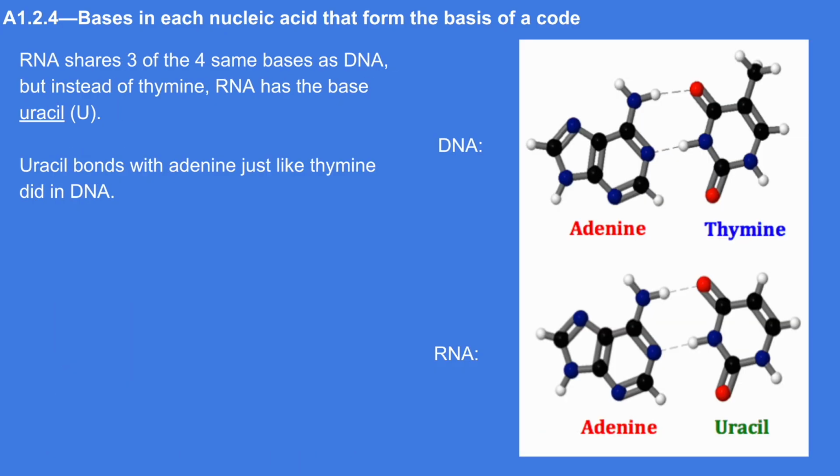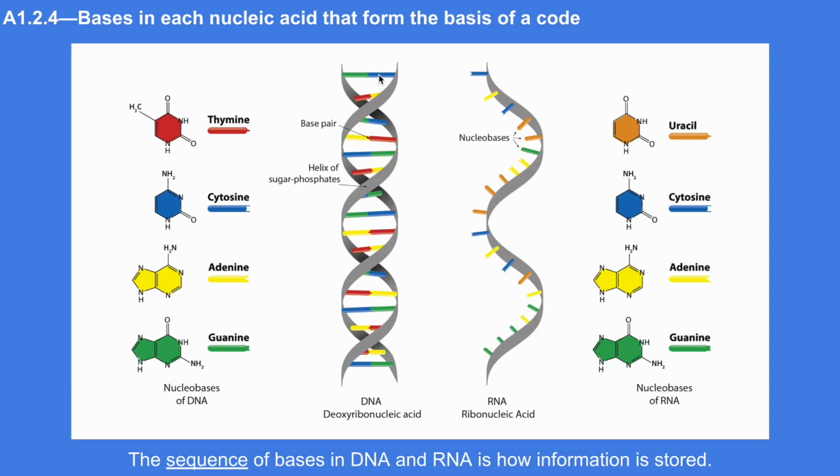Now, RNA shares 3 of the same 4 bases as DNA. The difference is, where in DNA adenine binds with thymine, in RNA adenine binds with uracil. DNA is a double helix, RNA is single-stranded. DNA has cytosine, adenine, and guanine in addition to thymine, while RNA has cytosine, adenine, and guanine in addition to uracil. Information is stored and transmitted through DNA and RNA by the sequence of the bases, which order they are in.